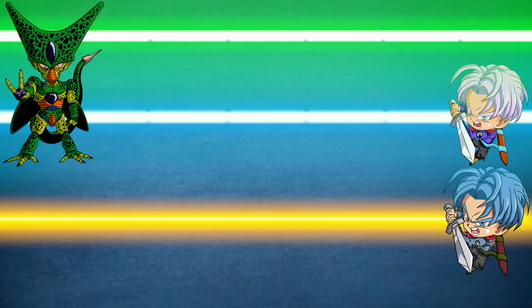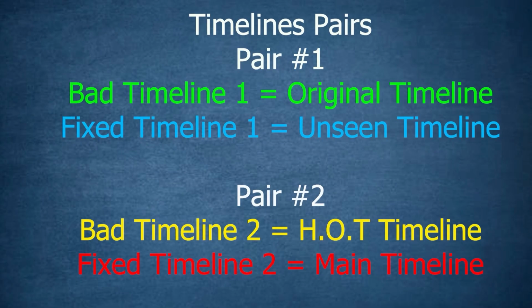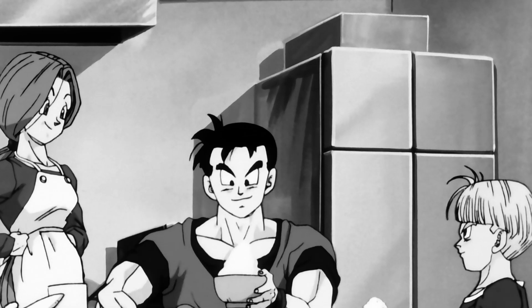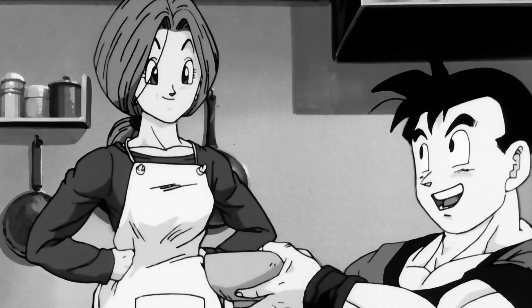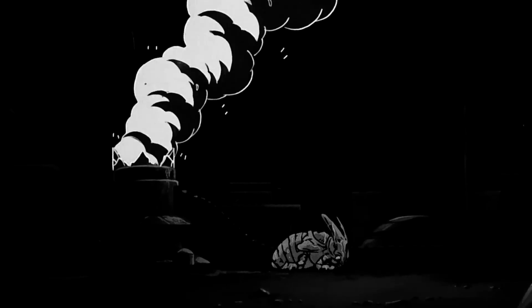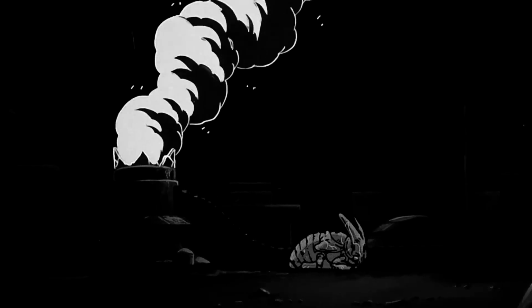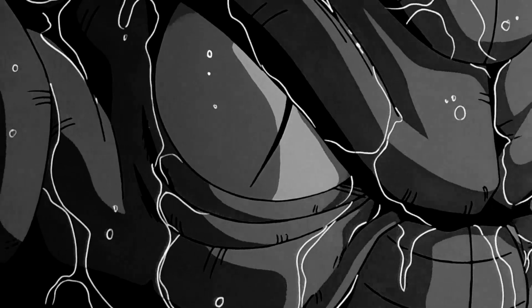Here are 2 quick reasons to prove how we know the Unseen Timeline exists. Number 1, it didn't involve our Future Trunks. In the original 4 timelines of Dragon Ball Z, there are 2 dark timelines and 2 fixed, or shall we say, light timelines. Our Future Trunks is from the HOT timeline, which is an acronym for the History of Trunks timeline. But before this timeline and the main timeline that we see in Dragon Ball, we had the original timeline where the first Cell came from and where the original Future Trunks came from.